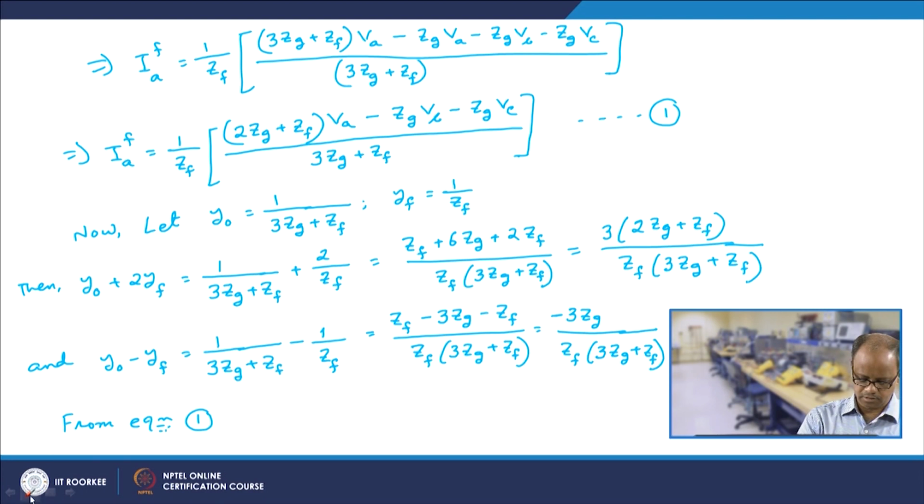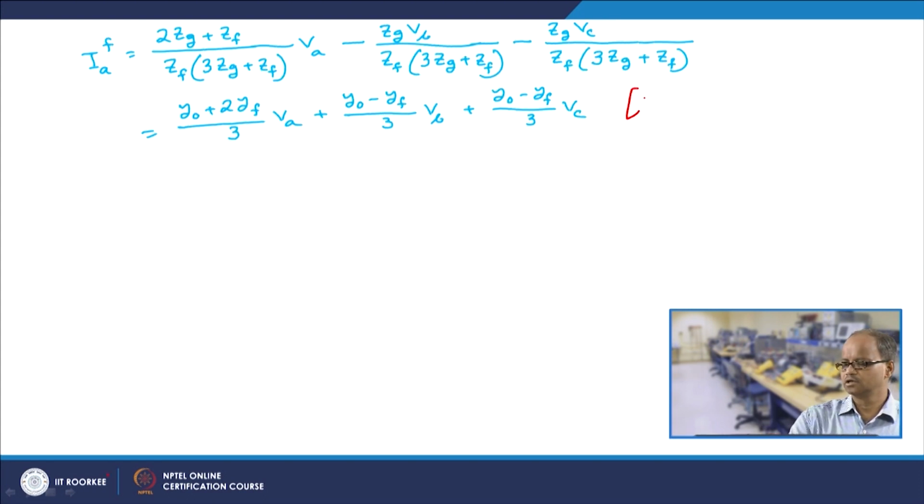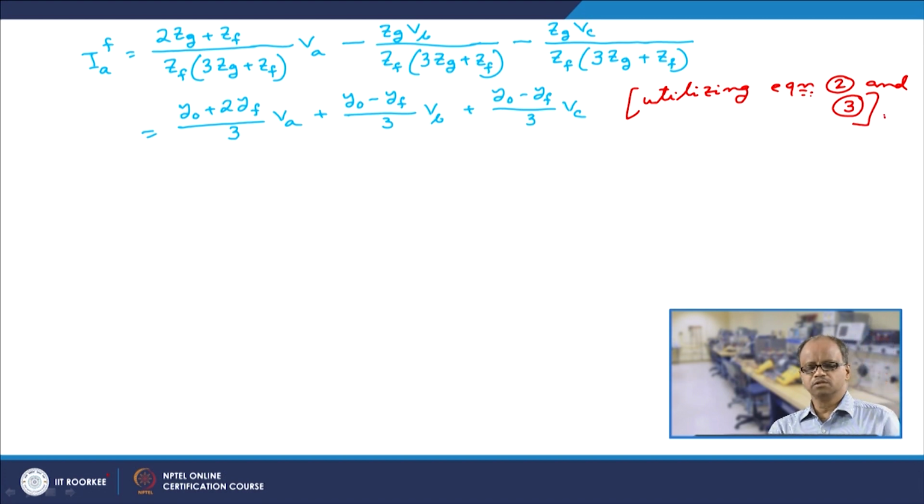Let's say this is equation 2, this is equation 3. So we can write down, utilizing equations 2 and 3, this is the expression of IAF. Let's say this is equation 4.